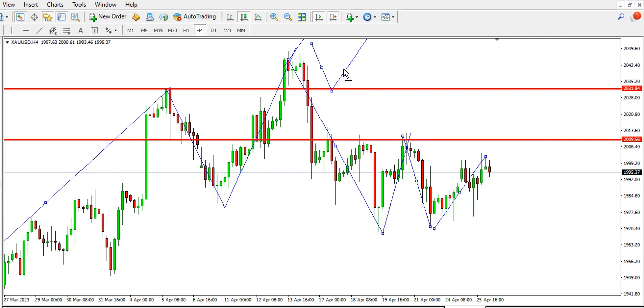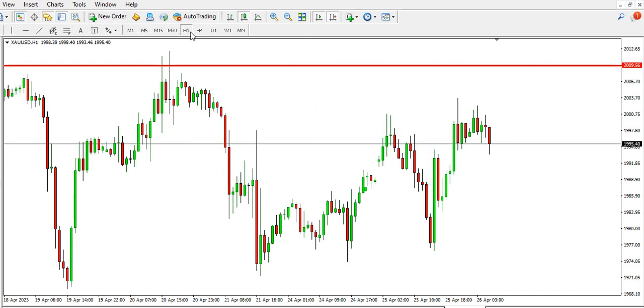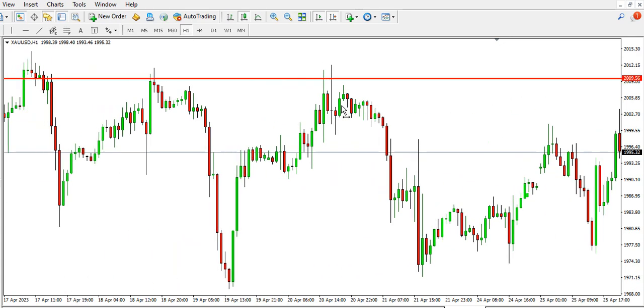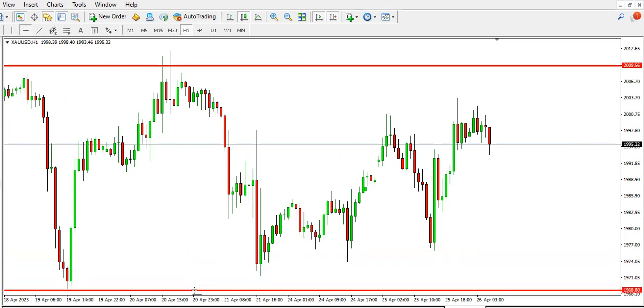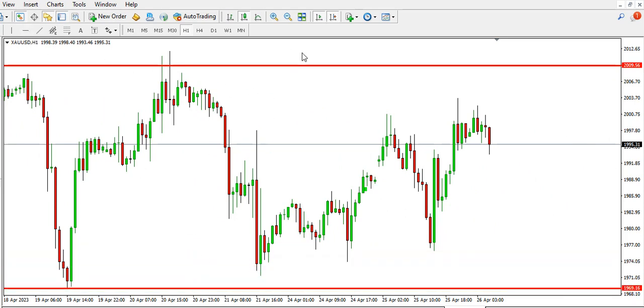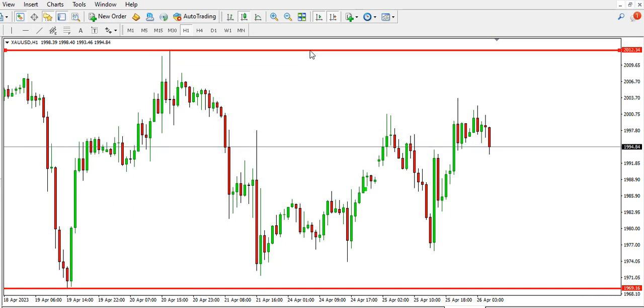So let's look at what's happening on the 1-hour time frame. Let's drill down to the 1-hour time frame, then we'll look at how we can scalp gold. On the 1-hour time frame, we have the range. Price of gold is ranging. This is the bottom of the range, this is the top of the range.